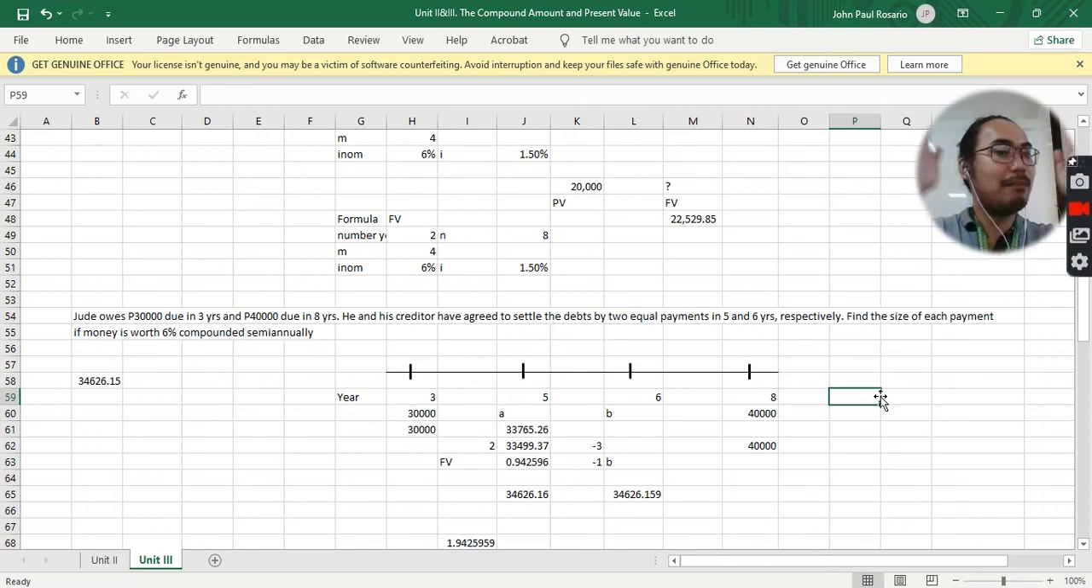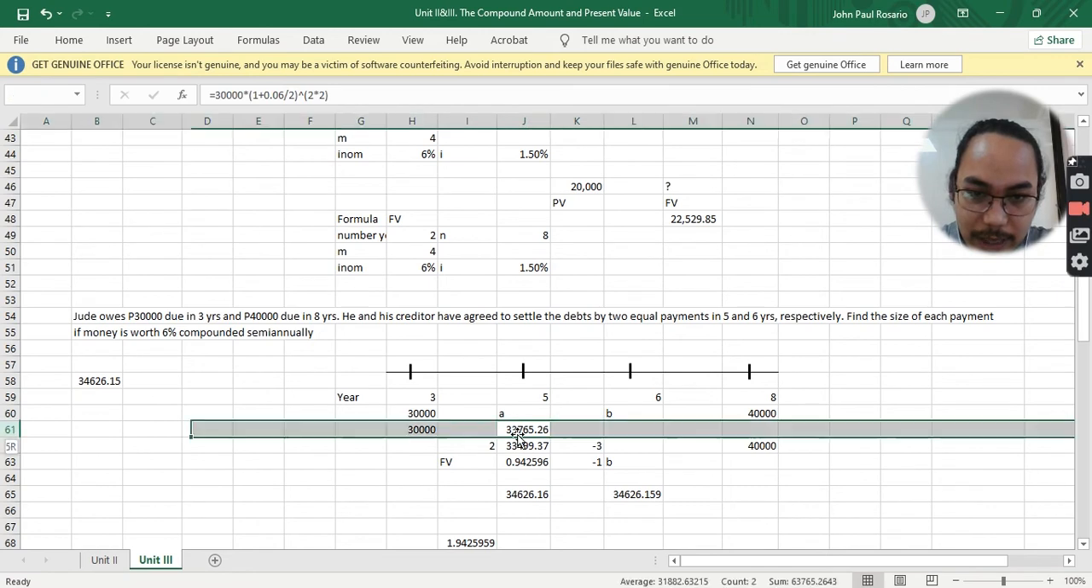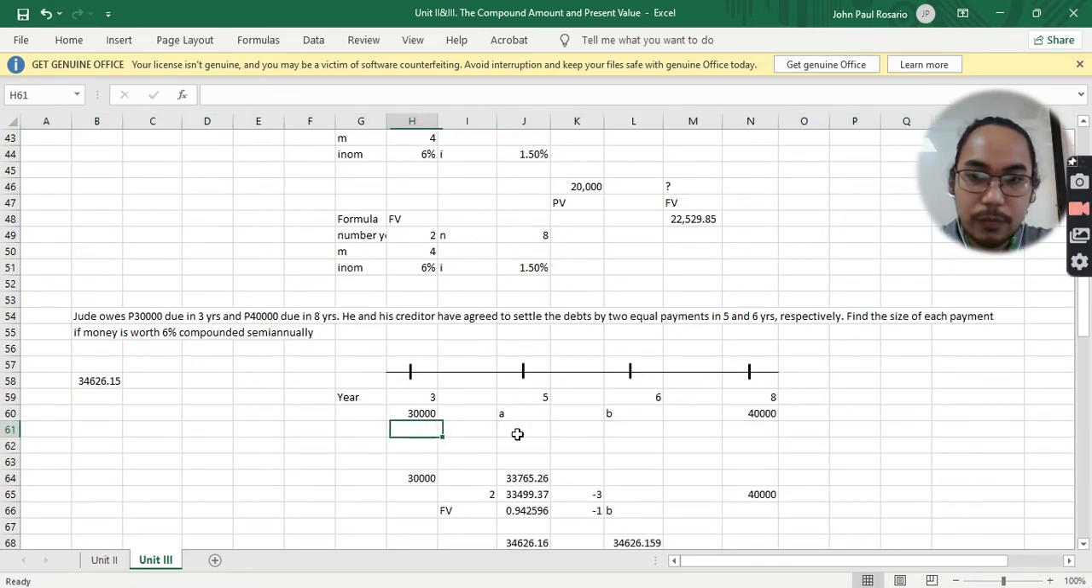So we draw a timeline again. We know for a fact that there is a debt, so let's label it as debt. Debt 1, our liability 1, is 30,000 due in 3 years. So we know this is the value at year 3. And then we have a second debt of 40,000 due in 8 years. So we have debt 2. Both the debts are known values.